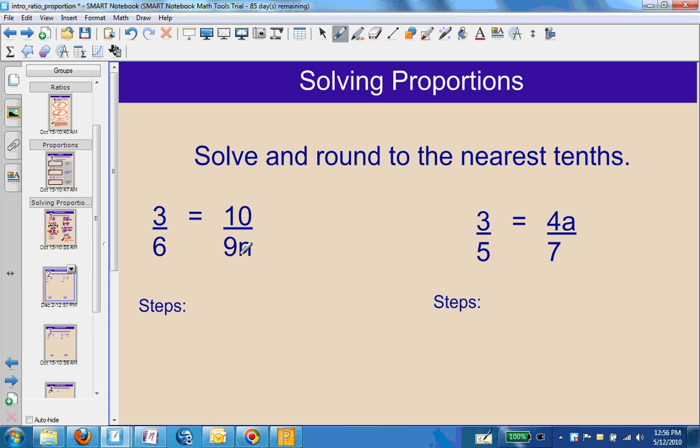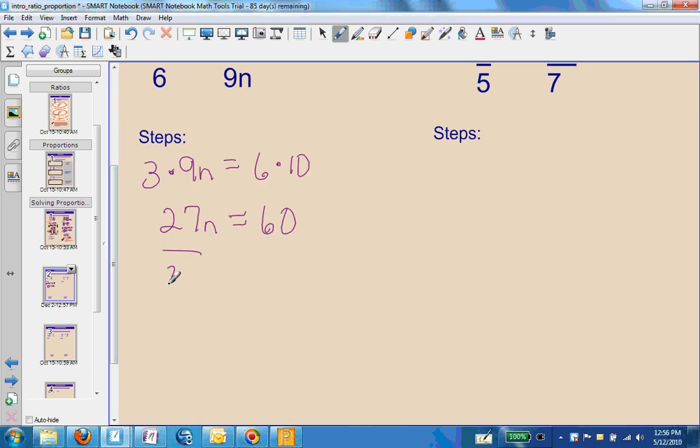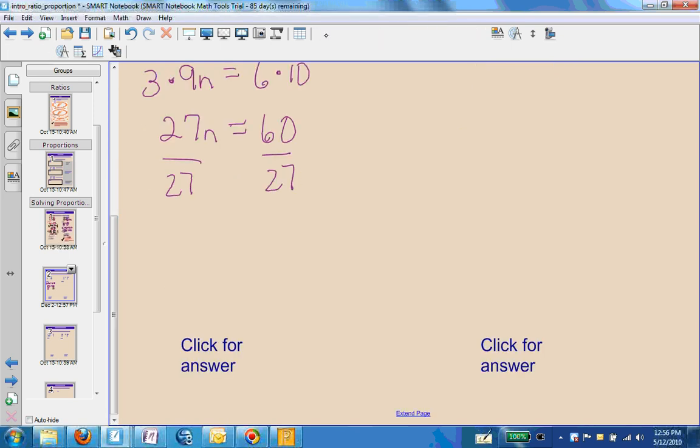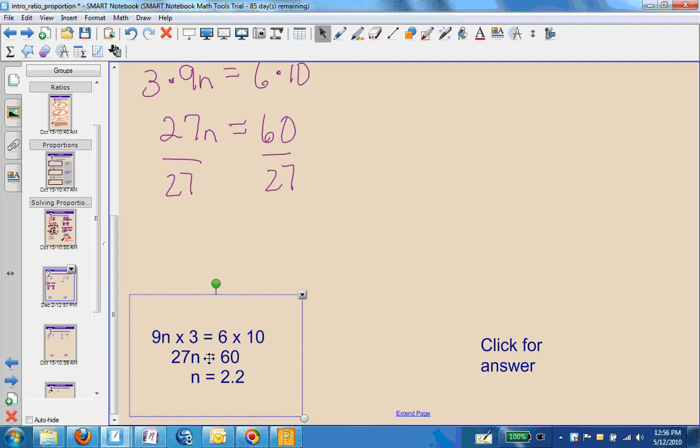Let's say I had a proportion like this one. 3/6 equals 10 over 9n. I'm going to multiply 3 times 9n. That equals 6 times 10. So 3 times 9 equals 27n. And 6 times 10 equals 60. I'm going to divide both sides by 27 to get n by itself, since that's the multiplication equation. And when I do that, I end up with n equaling 2.2.